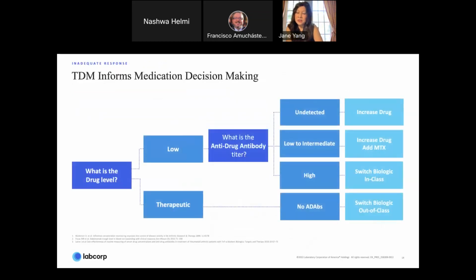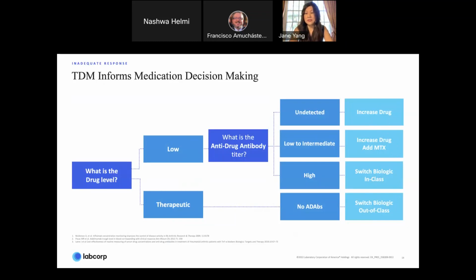So with these two cases, the woman with secondary loss of response after tapering, and this man with primary non-response, and the 4 different possible TDM result scenarios, we can see that drug failure presents us with a variety of clinical choices to make around medication. We can increase the same biologic drug, we can add a co-therapy like methotrexate, or we can switch the biologic drug. And if we switch, we can switch in or out of class.